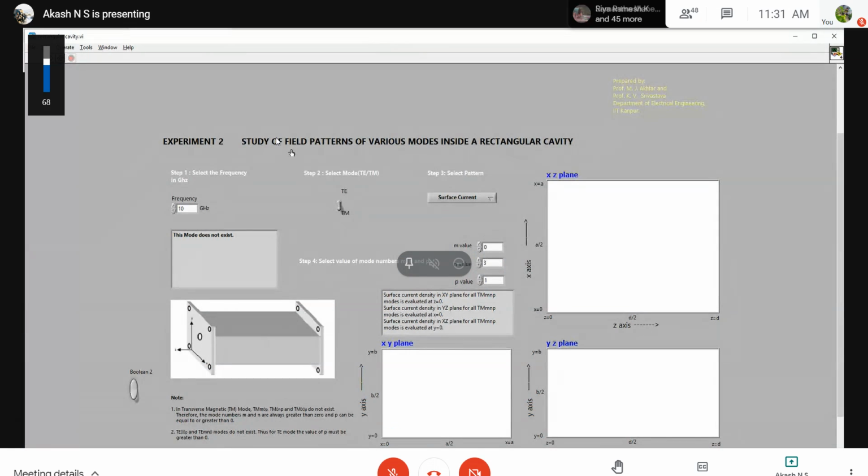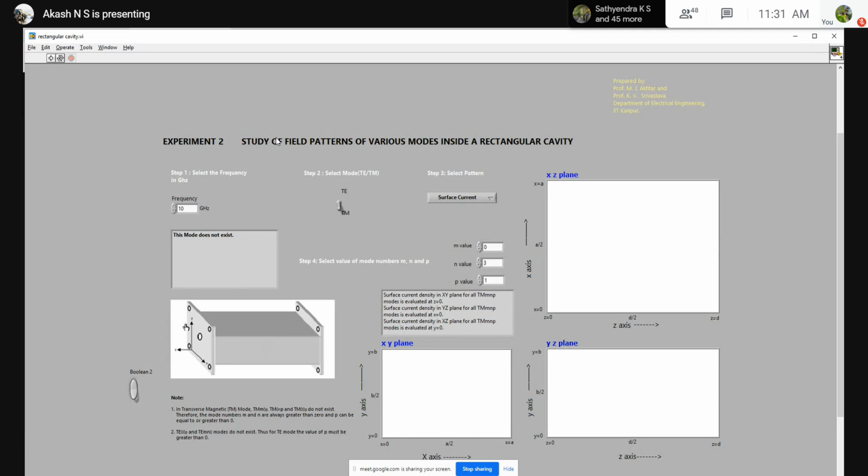My experiment is the study of field patterns of various modes inside a rectangular cavity. In a rectangular cavity, the hollow rectangular cylindrical structure is enclosed on both sides, as shown here. Due to this, the magnetic and electric fields hit the surface and bounce back. These M, N, P are the different modes we will be operating, and we will obtain the different field patterns.